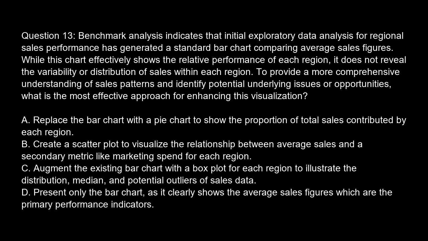Option A. Replace the bar chart with a pie chart to show the proportion of total sales contributed by each region. Option B. Create a scatter plot to visualize the relationship between average sales and a secondary metric like marketing spend for each region. Option C. Augment the existing bar chart with a box plot for each region to illustrate the distribution, median, and potential outliers of sales data. Option D. Present only the bar chart, as it clearly shows the average sales figures, which are the primary performance indicators.